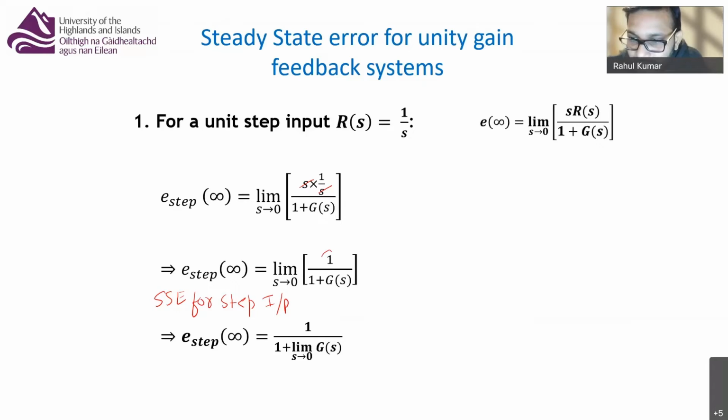Since we do not have any s over in these two parts of the equation, I have simplified my equation and put the limit where I have a value of s. Okay, so I have modified it something like that. E step, or steady state error for step input, is 1 divided by 1 plus limit s tending to 0 of G of s.